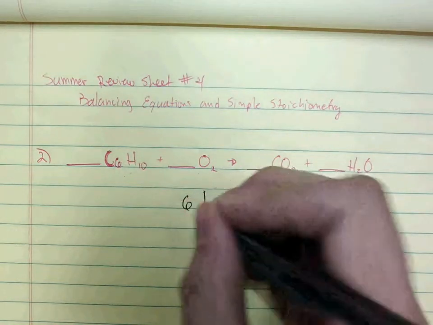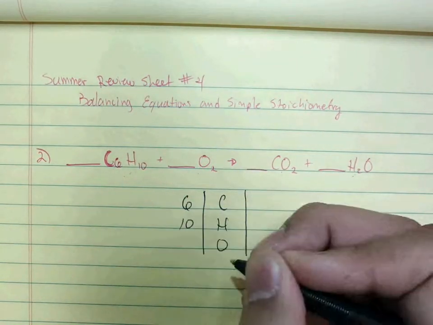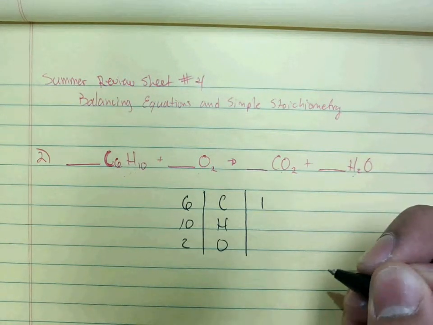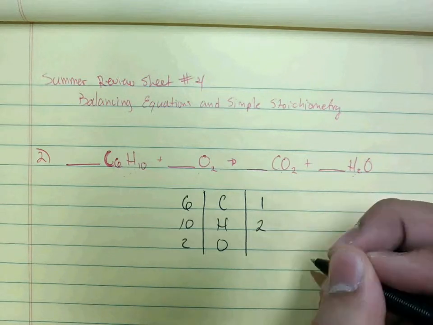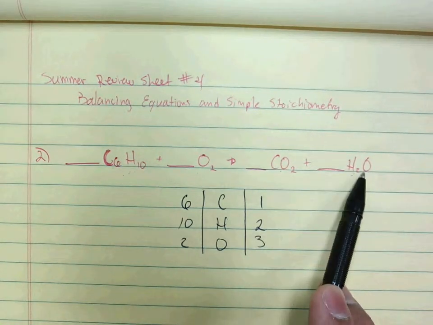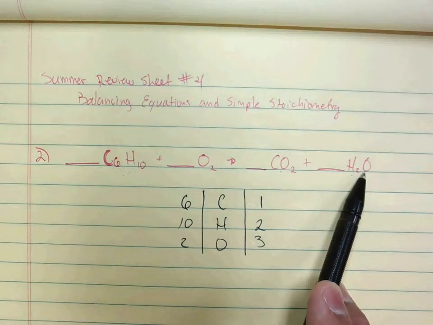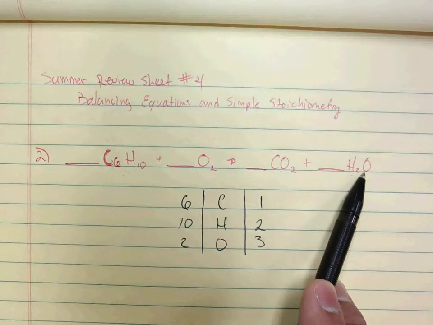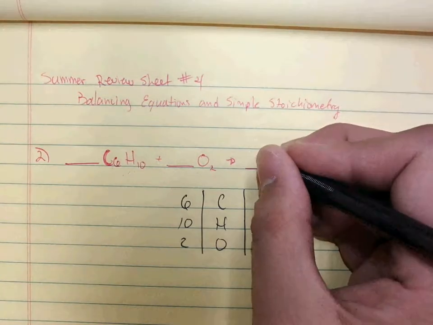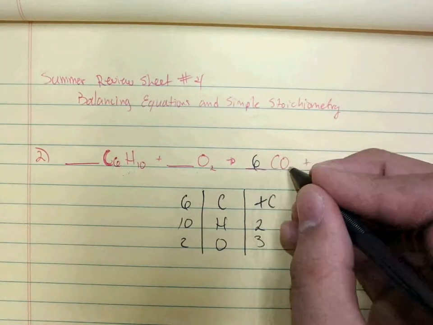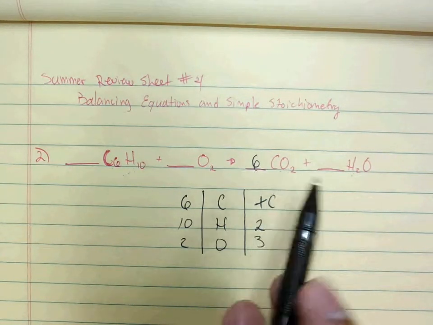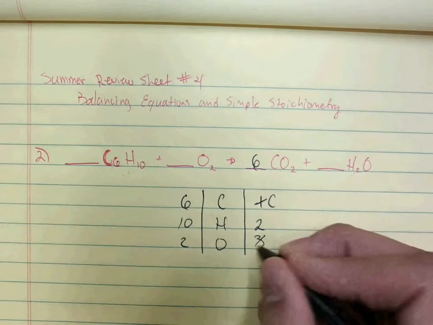Alright, so I have 6 carbons, 10 hydrogens, 2 oxygens. Product side: 1 carbon, 2 hydrogens, 3 oxygens. 2 plus 1 is 3. Remember how we are going to do oxygen last. So let's do that. I need to have carbon be 6. So I'm going to put a 6 right there. 6 carbons. But in doing so, I now have 6 times 2, that's 12, plus 1 is 13.